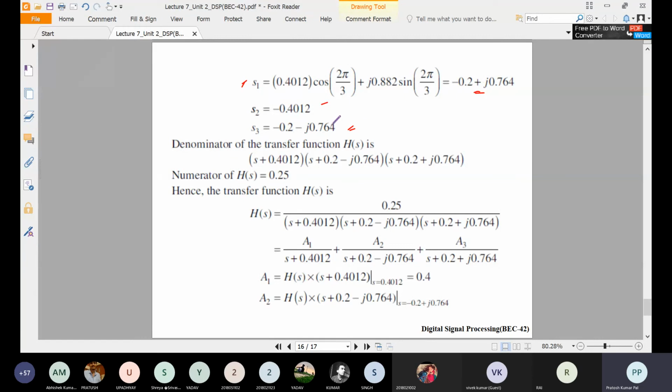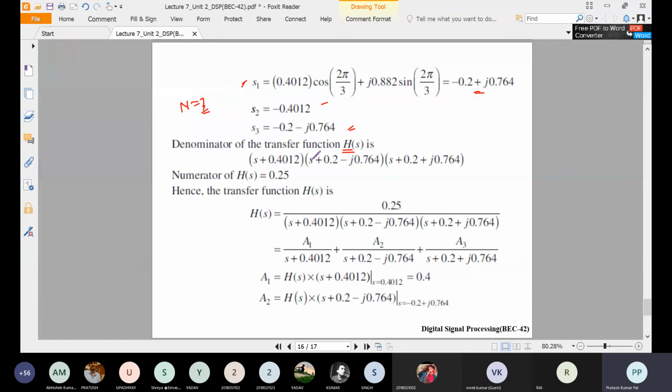Once we know the poles, we can find the denominator of the transfer function. The denominator of this H(s) will be given directly as S minus the first pole location, into S minus the next pole location, and so on. After multiplying these terms, whatever constant value comes out will be the numerator, because here the n value is 3.